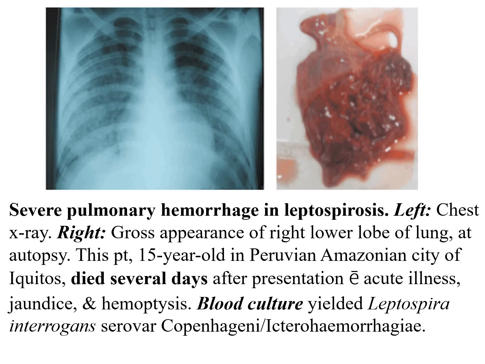These two pictures show severe pulmonary hemorrhage in leptospirosis. The left one shows a chest X-ray. The right one shows gross appearance of the right lower lobe of the lung at autopsy. This patient, a 15-year-old in a Peruvian Amazonian city, died several days after presentation with acute illness, jaundice, and hemoptysis. Blood culture yielded Leptospira interrogans serovar.